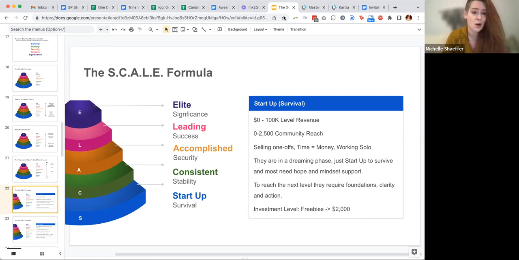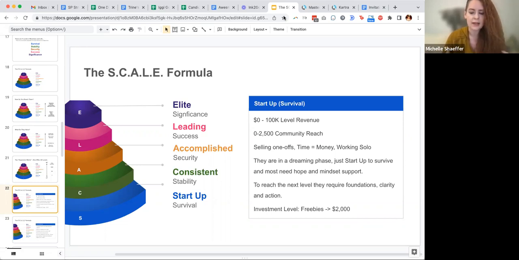What they need most is actually hope and mindset support. And if you've ever worked with this level, you understand what I'm saying about the mindset support being necessary for them. To get to the next level, they've got to have foundations, clarity, and action. And at this level, you can generally sell anything from freebies to 2K fairly easily, right?